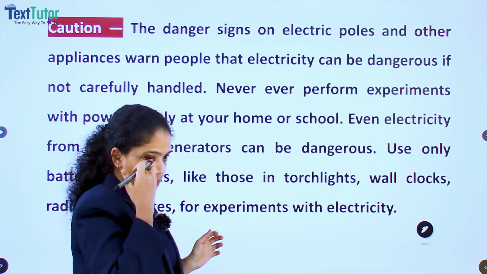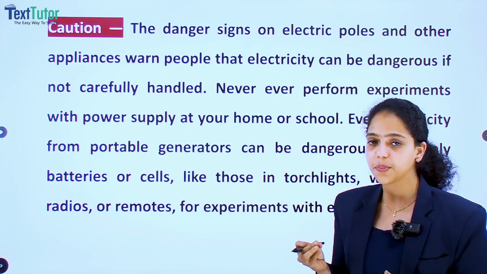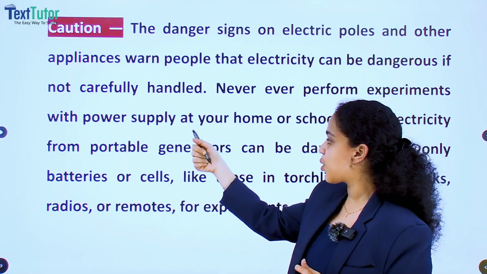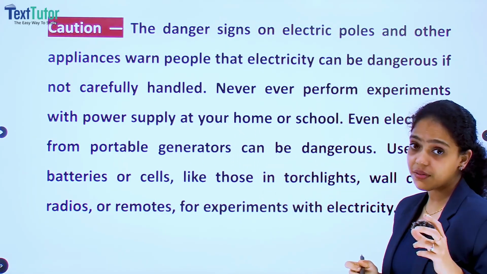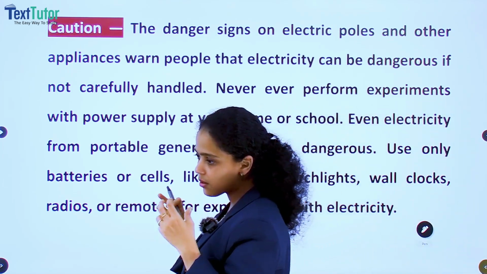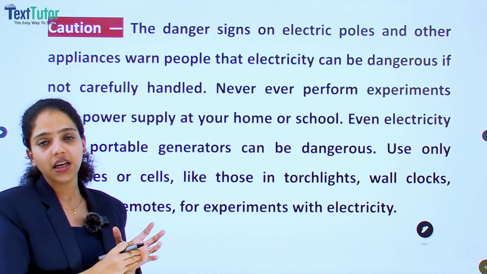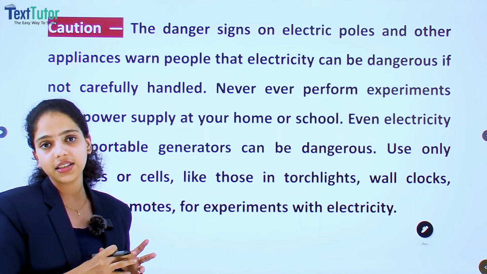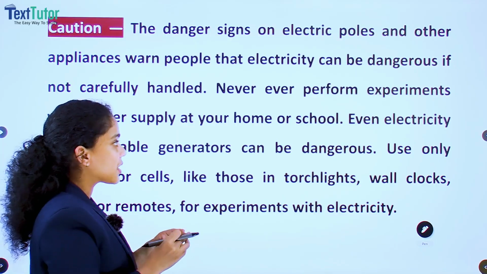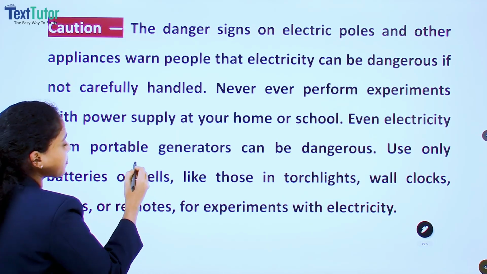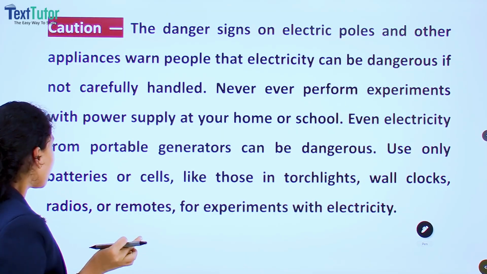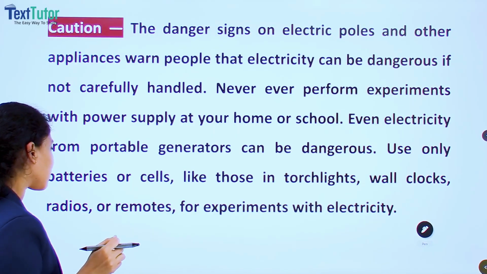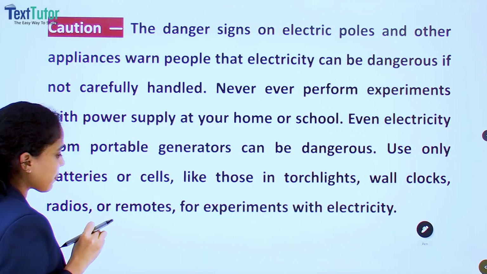For our experiments or any school-related project, we must not use the electric supply or power supply at home or even in the school. That is, don't use the plugs at school or at home, and don't run experiments using that power supply. We must use cells. Even electricity from a portable generator can be dangerous. Use only batteries or cells like those in torchlights, wall clocks, radios and remotes for experiments in electricity.